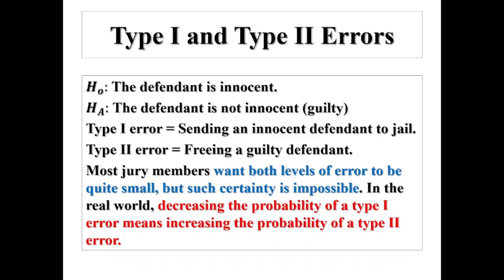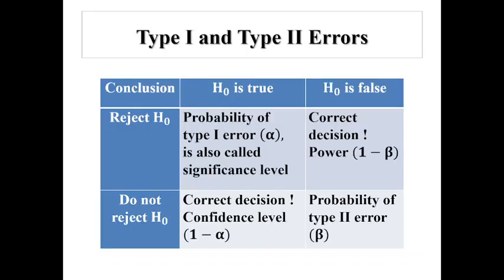Okay? So since in most situations type 1 error is more serious, therefore when you do the research, you have to set the allowable type 1 error first. Okay? So let me show one table. Okay, this one.